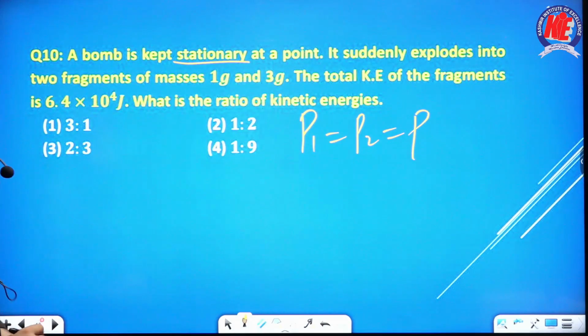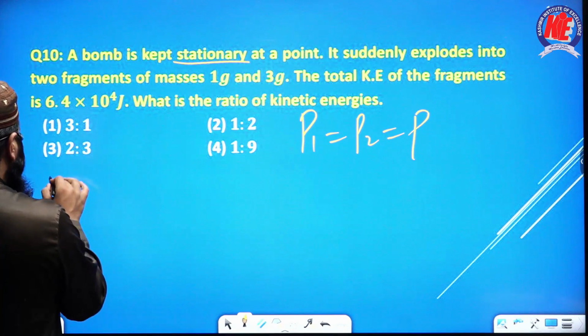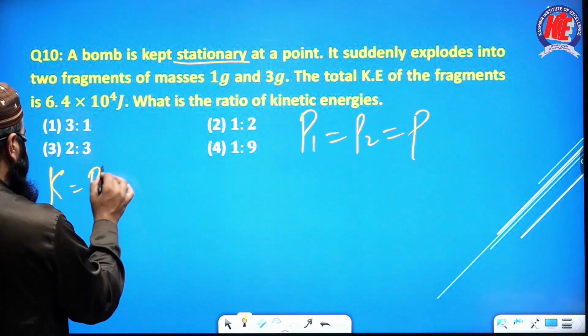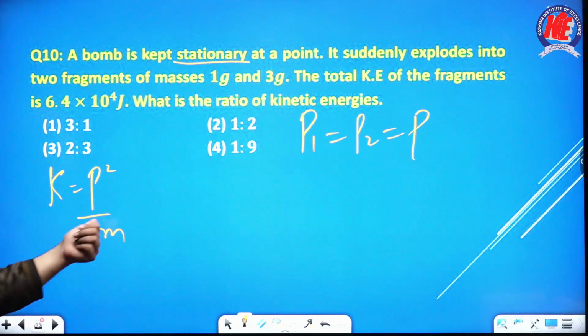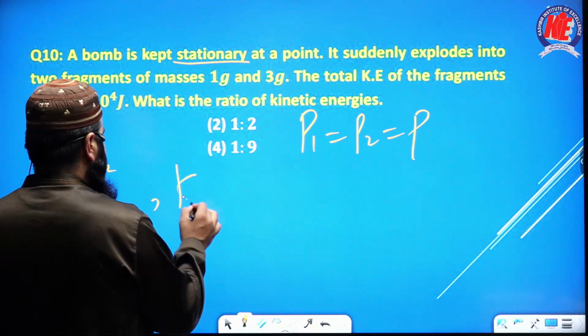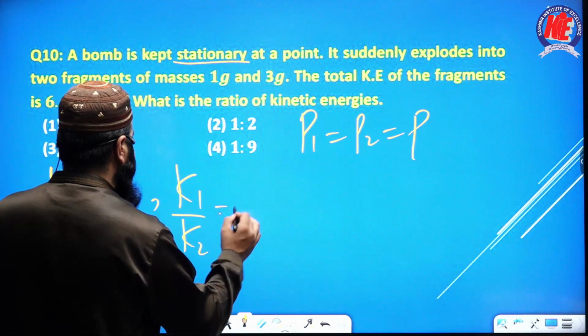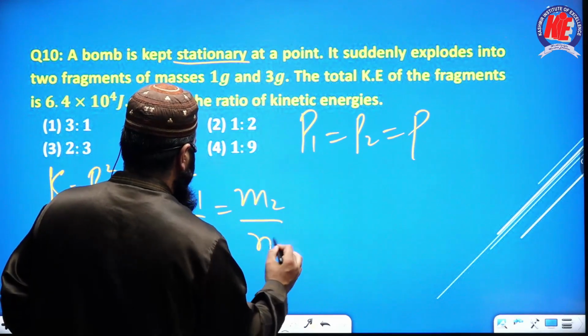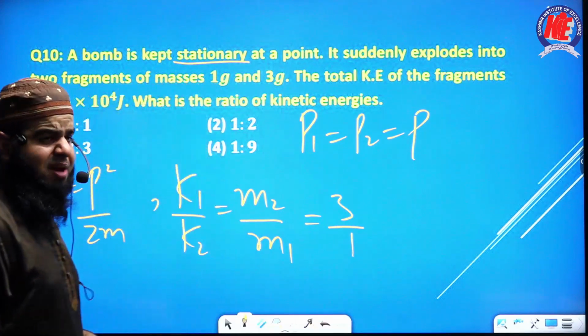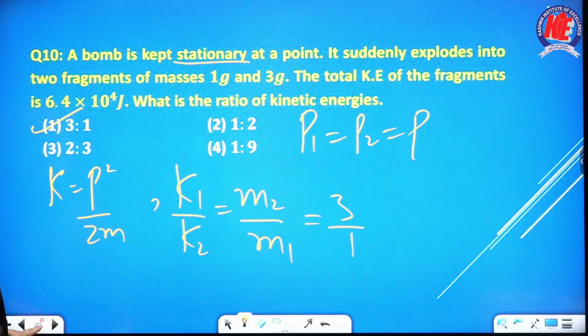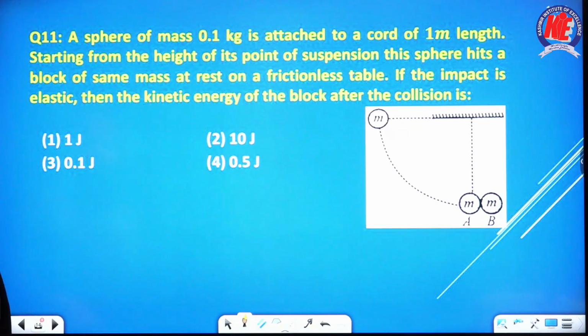The target for us is the ratio of the kinetic energies. So I can write down the kinetic energy as one of the relation as the P square upon 2m. P दोनों का same, 2 is just a number, m will be the deciding. So I can write down the K1 by K2, m के साथ inverse relation है, that will be m2 by m1. अब m2 आपका 3 gram है और m1 आपका 1 gram है, so 3:1 should be the answer, the option 1. Next one please.